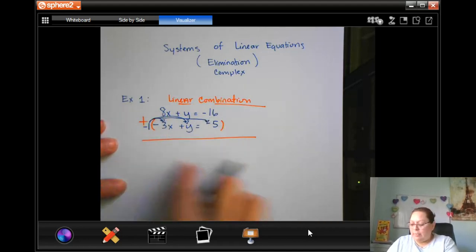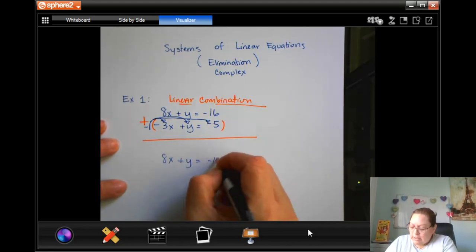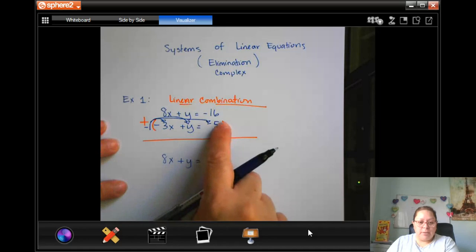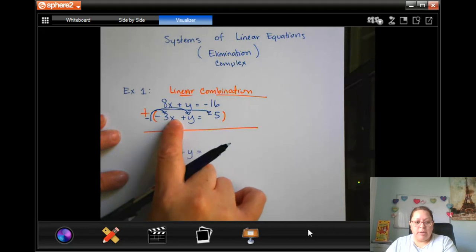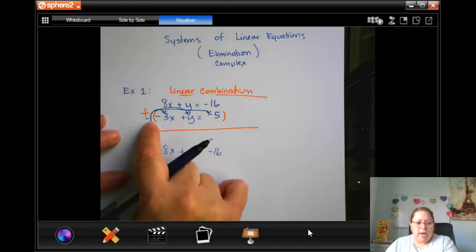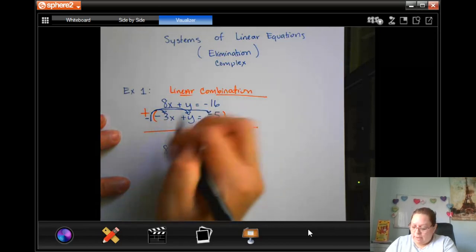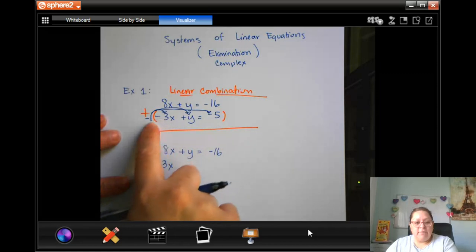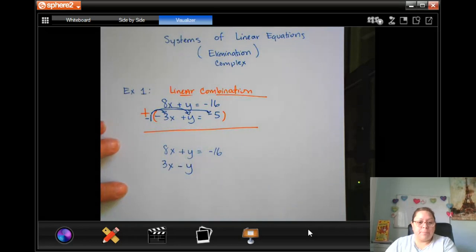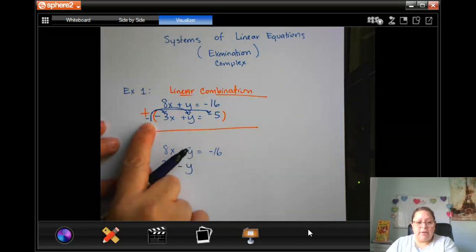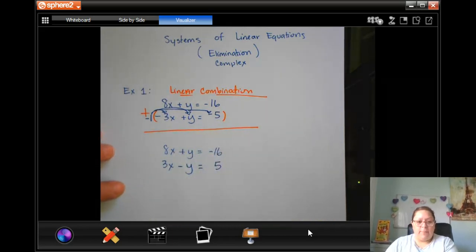So I'm just going to rewrite this system here. 8x plus y equals negative 16. Remember the top, I didn't do anything to it, so I'm just going to rewrite it. The bottom now, I'm going to distribute by that negative 1, okay? So I have negative 1 times a negative 3, which gives me a positive 3x. Next, I have the negative 1 times the y, which gives me a negative y. Last, I have the negative 1 times a negative 5, and that gives me a positive 5.